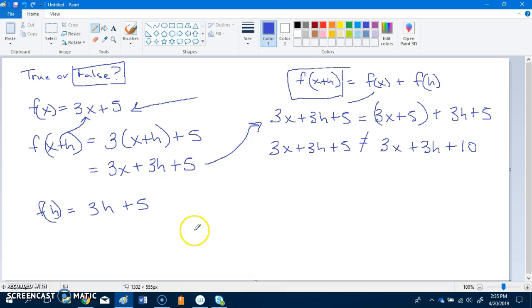So that's how I would go about figuring that out, is that I would just make up an example for a function and then apply this rule to see if it worked out.